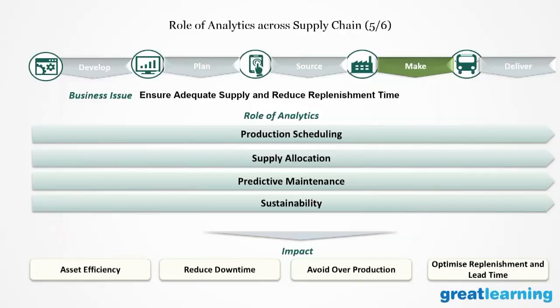Then second is supply allocation. Where do you want the supply to be allocated, based on the demand you're predicting? Then within that, what is the demand you're requesting a tier one or tier two supplier to fulfill? All those things can be done through this. Then predictive maintenance. This is something new that has come up. A lot of machines or robots that you use in production or manufacturing generate a lot of data.